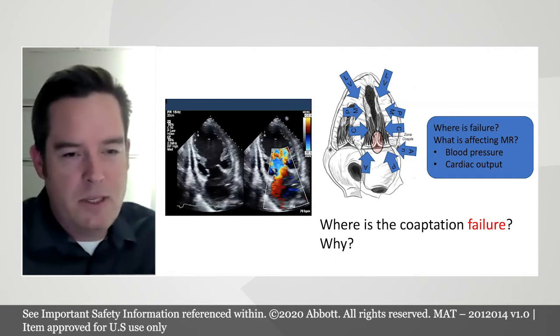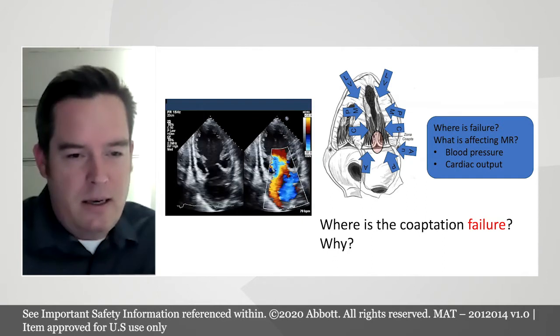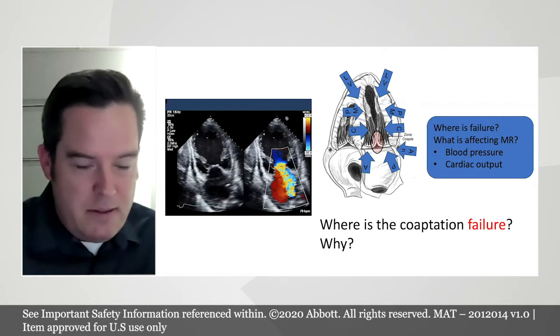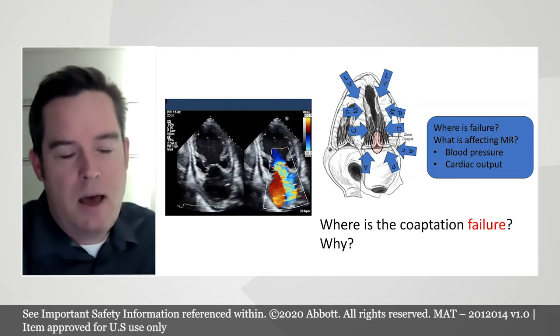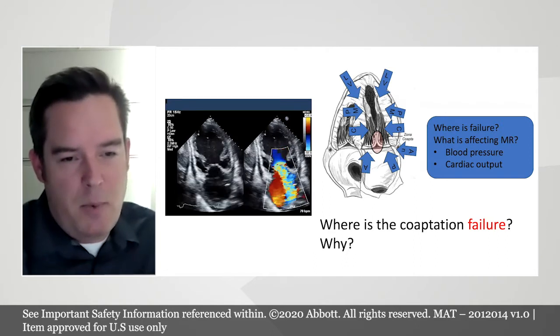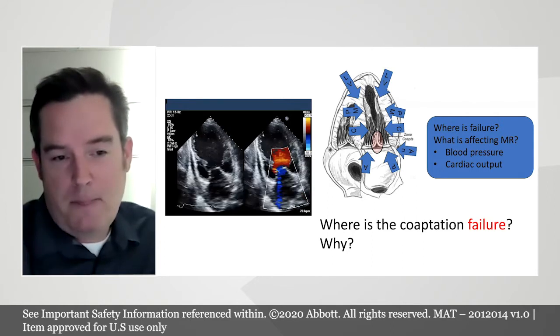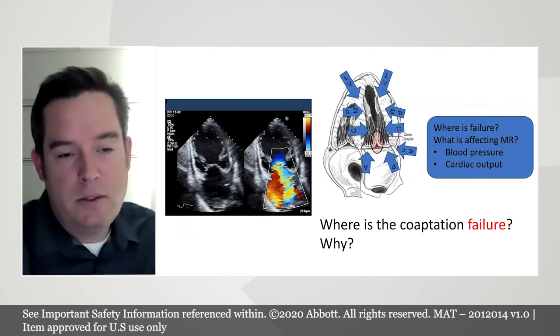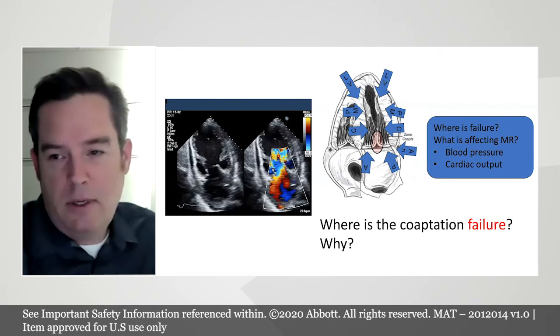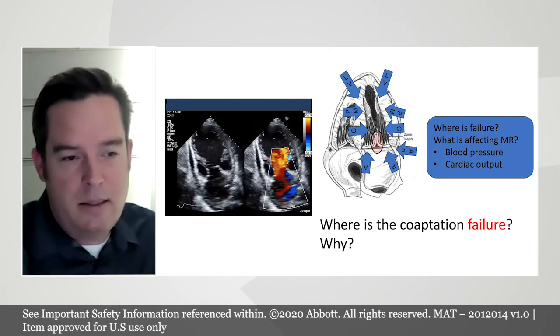And they're all going to be influencing the defect in the coaptation zone, and understanding that entire apparatus for that one unique patient is very important to understand how you're going to approach that valve. Where's the failure? Why is it there?